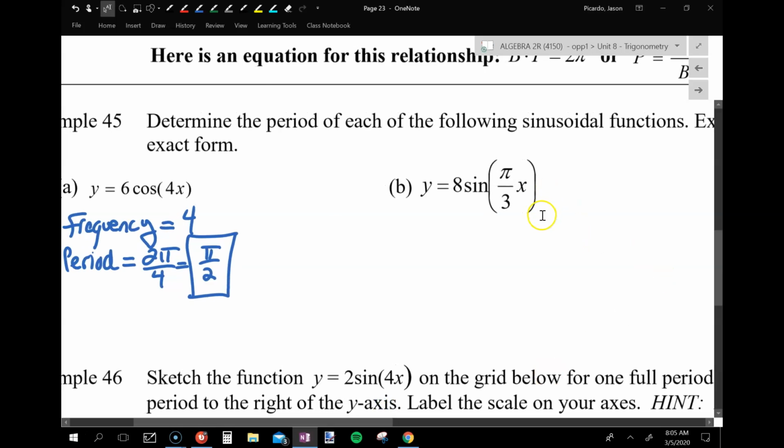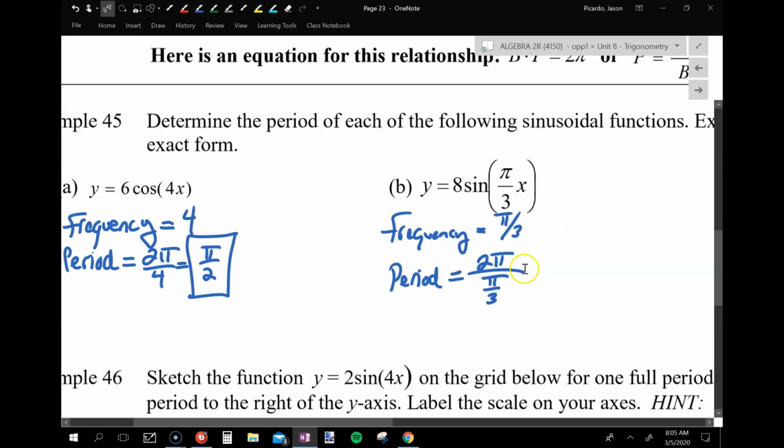This is a little weird, isn't it? Pi over 3. All right, let's see if we can handle it. Based on what we've done, let's not change the game. What do you think the frequency is? Pi over 3. How do I find the period? I take 2 pi and I divide it by pi over 3.